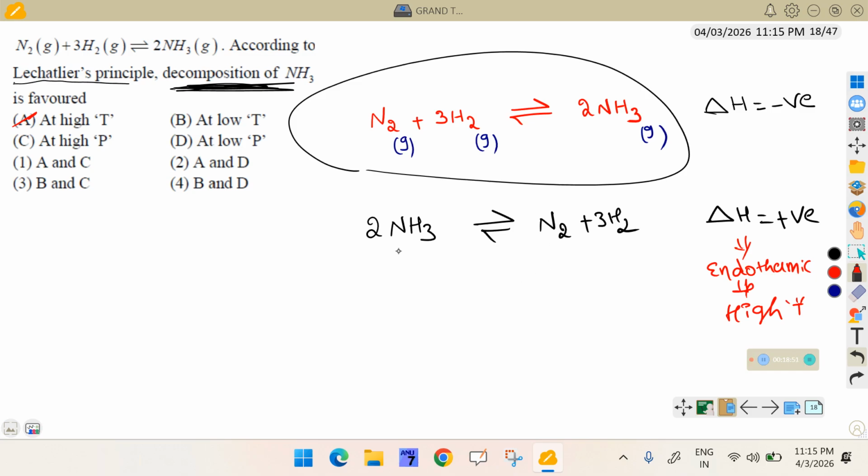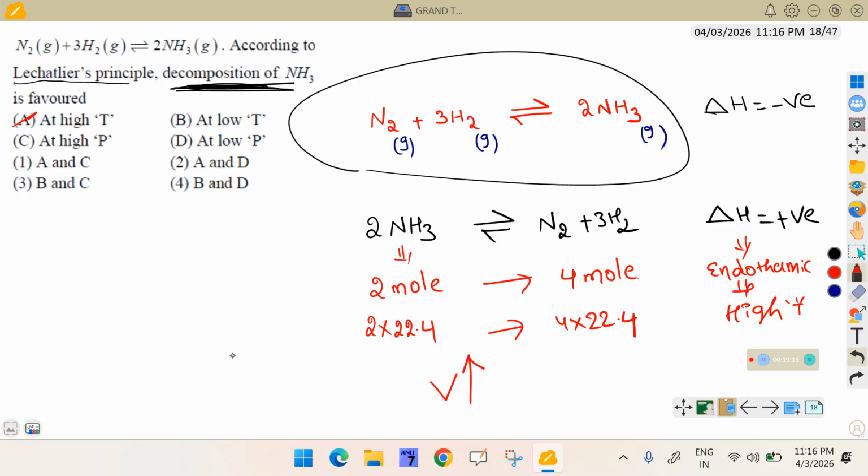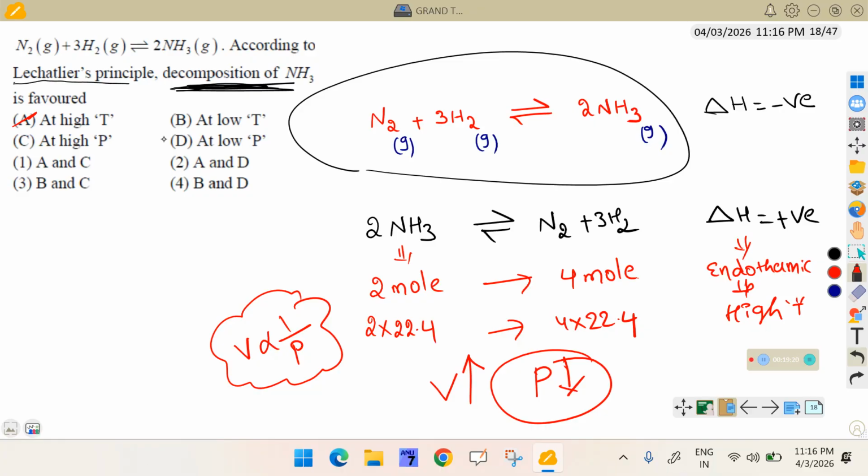2 moles of reactants are converted to 4 moles of products. 2 into 22.4 liters is converted to 4 into 22.4 liters. That means left to right, volume increases. We know volume is inversely proportional to pressure. If volume increases, then pressure decreases. Low pressure favors. So the answer is A and D.